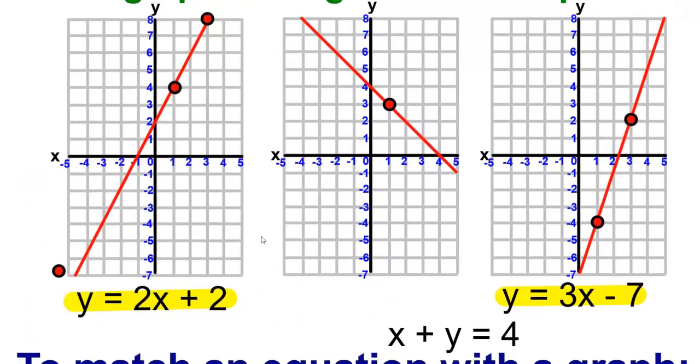So plot the point on the graph. When x is 3, y is 1. It does fit, and therefore x plus y equals 4 is the equation for the middle graph.